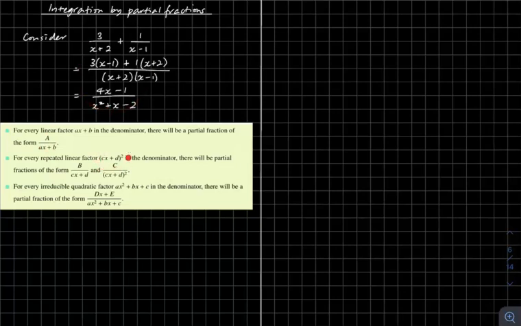If we get a repeated linear factor in the denominator, a cx plus d type factor, there'll be partial fractions of the form that plus that. And then it talks about, well, what if you get an irreducible quadratic factor in the denominator? So one of these that can't be factorized, an ax squared plus bx plus c that can't be factorized, then there'd be a partial fraction of that form.